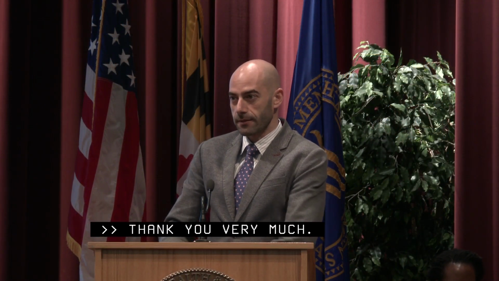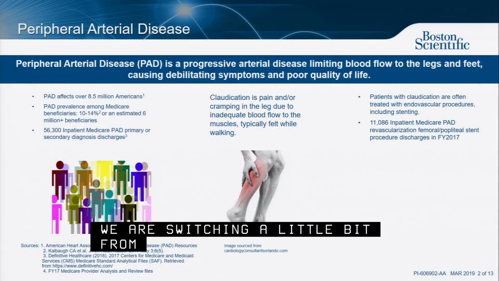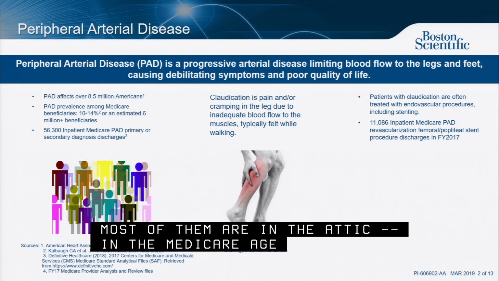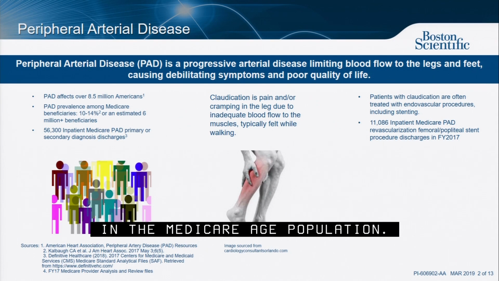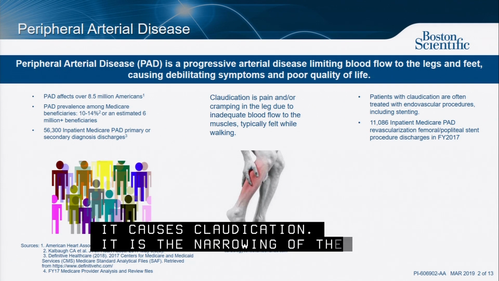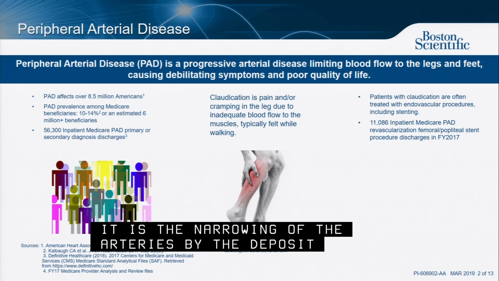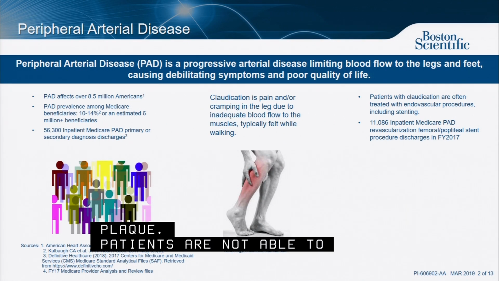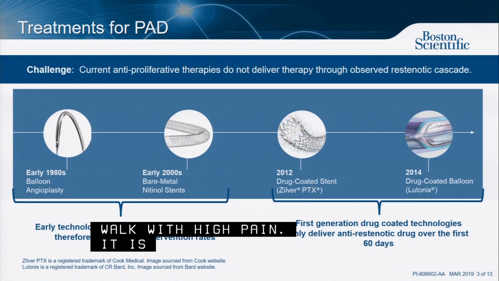So we're switching a little bit from cancer to peripheral artery disease, which is also very debilitating. It affects almost 10 million Americans, and most of them are in the Medicare age population. That accounts for approximately 6 million patients. It causes claudication, atherosclerotic disease in the leg. It's a narrowing of the arteries by the deposit of atherosclerotic plaque, and patients are not able to walk or walk with high pain, and if the disease progresses, it may lead to amputation of the leg.